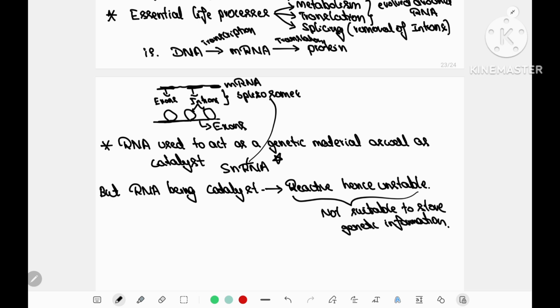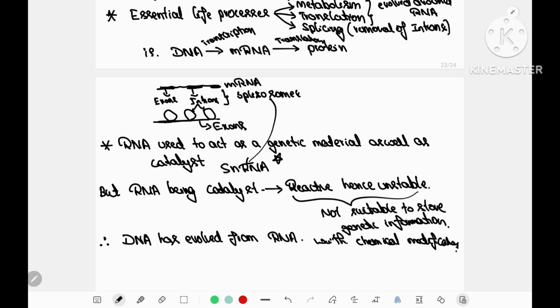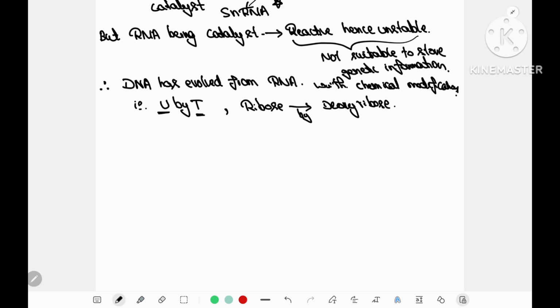Okay, so here we are clear with the point that the predominant genetic material is DNA, but the first genetic material evolved was RNA. To make the genetic information very stable, DNA has evolved from RNA with chemical modifications, and those chemical modifications are replacement of uracil by thymine and also replacement of ribose sugar present in RNA by deoxyribose sugar. So these two are responsible for the stability of DNA.